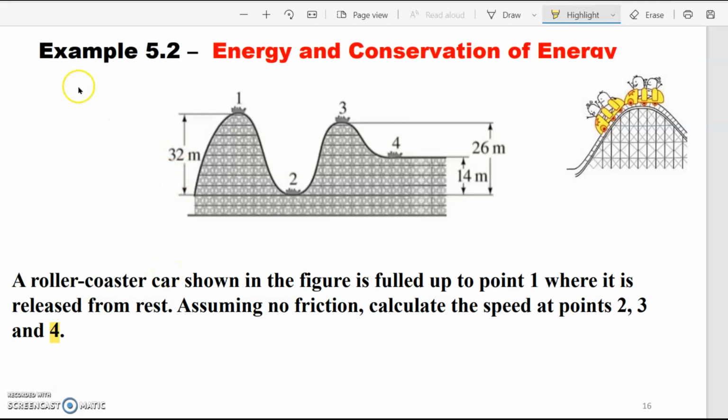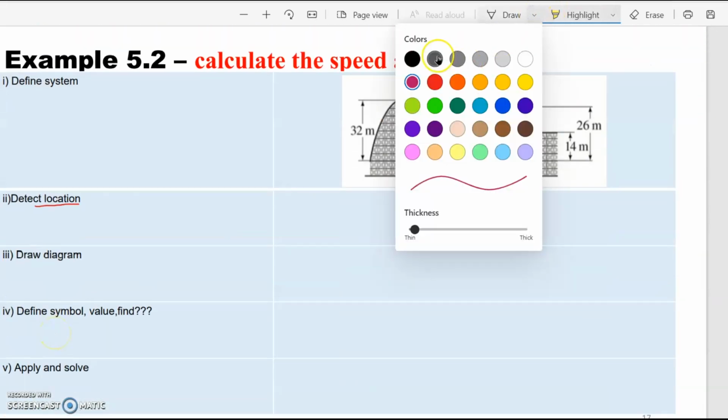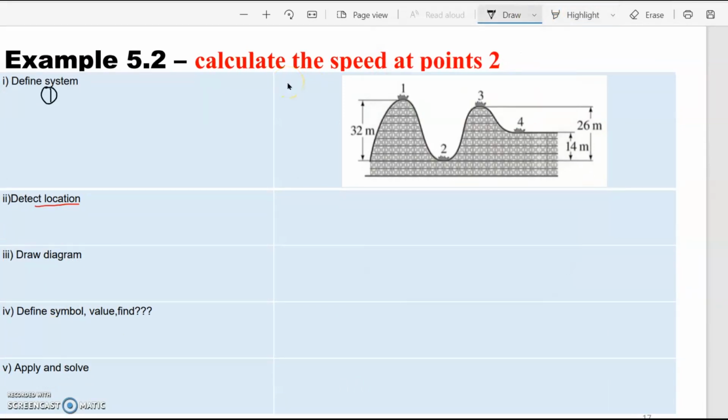Now we have example 5.2 about energy and conservation of energy. The question is about a roller coaster that is shown in a figure, pulled up to point 1 where it is released from rest. Assuming no friction, calculate the speed at points 2 and 4. The systematic way is to detect the system. About this question, the system is the roller coaster.